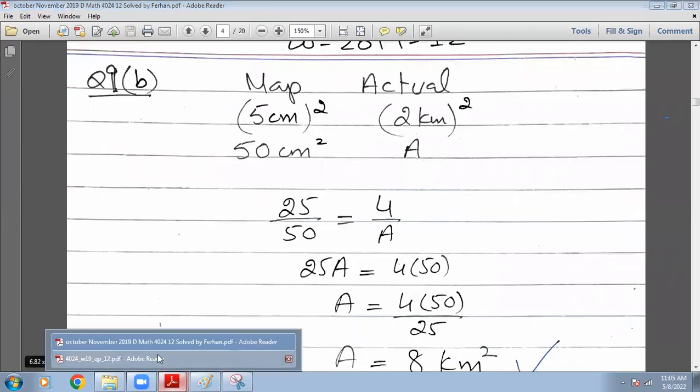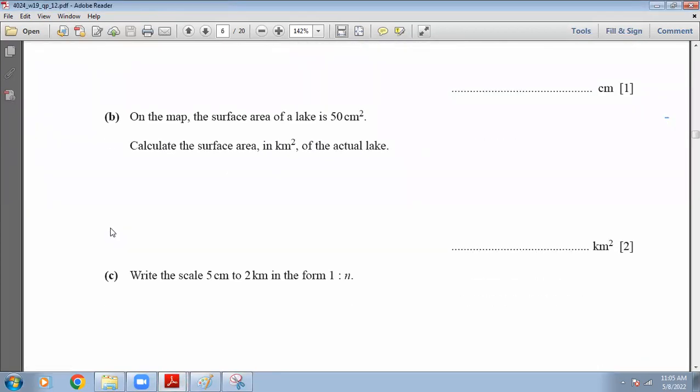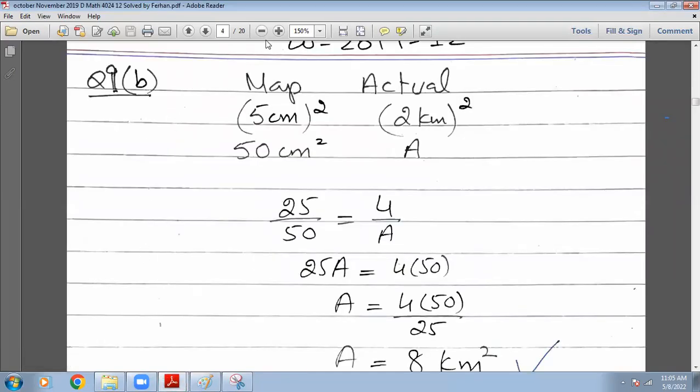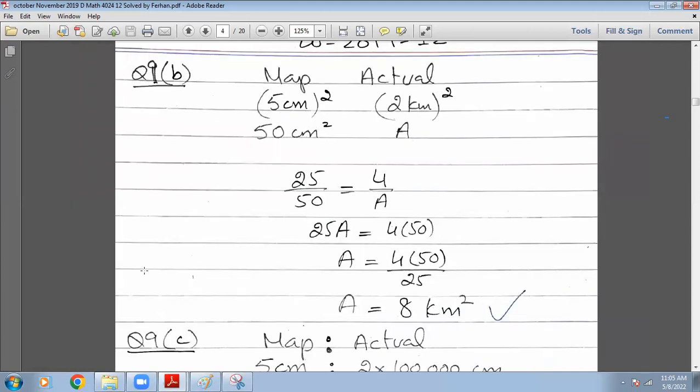Okay, so we are going to the B part of question number 9. He says, on the map, the surface area of the lake is 50 centimeters square. Now, on the map, a lake has a surface area of 50 centimeters square. He's talking about area. Calculate the surface area in kilometers square of the actual lake. So I will use the same scale, but there's a problem. The problem is that that scale was not for the area. That scale was 5 centimeters to 2 kilometers, and that scale was for the length. But I will use that scale for the area. For that, I will have to take the square on both the map and the actual lengths.